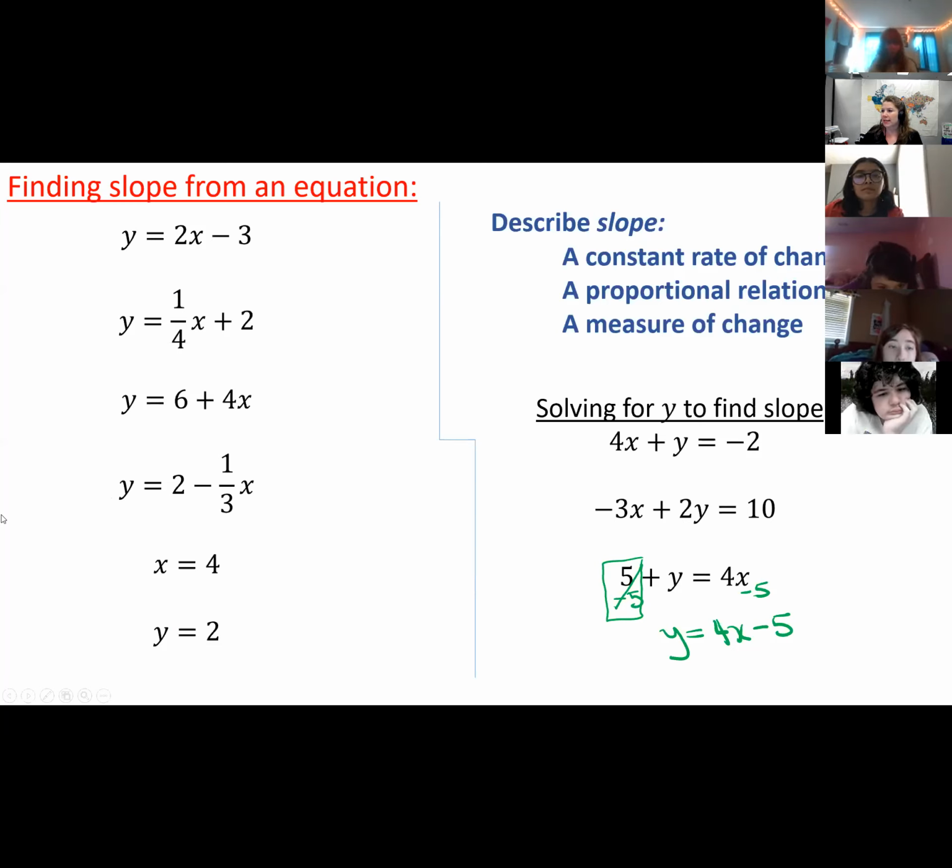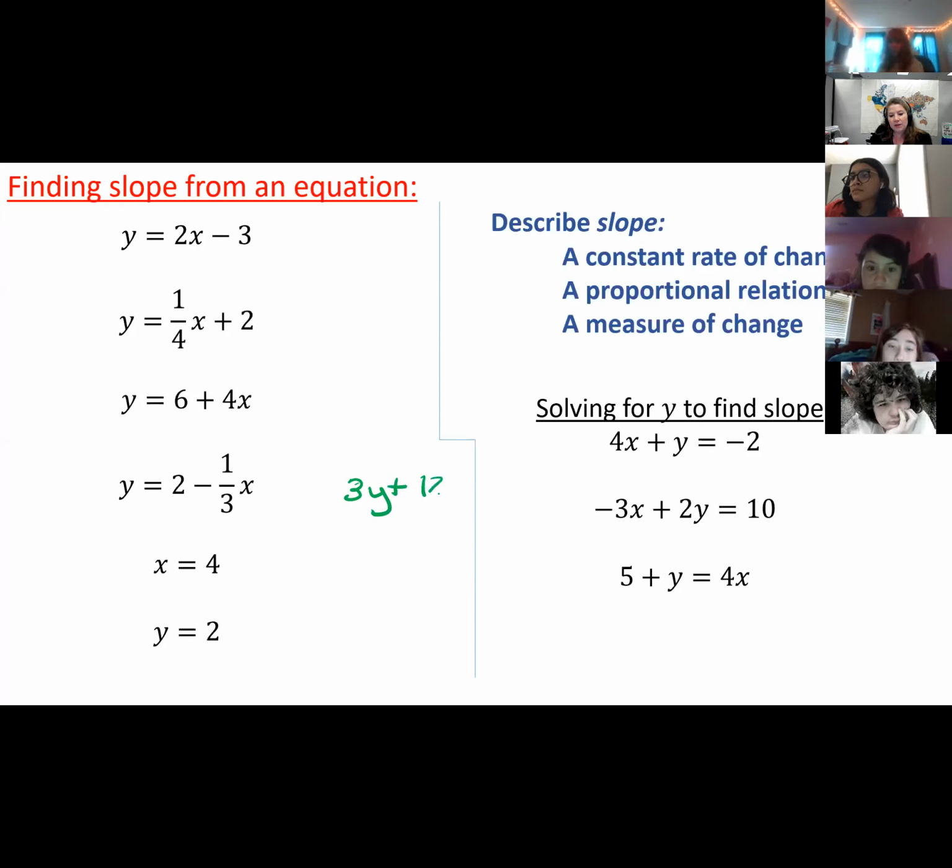All right, you guys okay with those? Do you want me to make one more example or can we move on? If any one of you wants one more example, we'll do one. Okay, good. So I'm going to do one more example. Let's do, I don't know, 3y plus 12x equals 6. All right, everybody write that down, please.